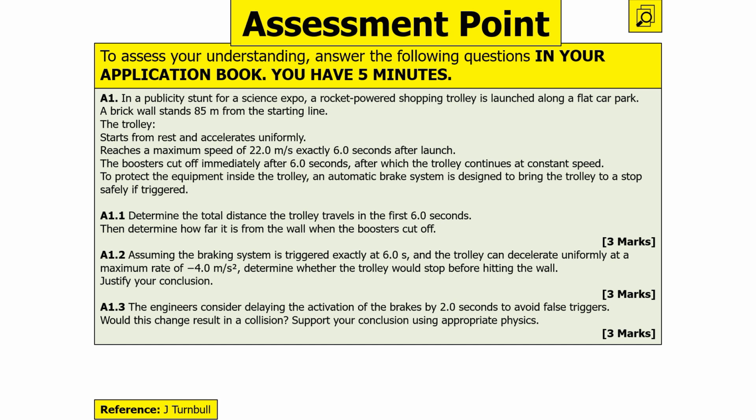Assuming the braking system is triggered at exactly 6 seconds, and the trolley can decelerate uniformly at a maximum rate of minus 4 meters per second squared, determine whether the trolley would stop before hitting the wall. The engineers consider delaying the activation of the brakes by 2 seconds to avoid false triggers. Would this change result in a collision? So pause the video now, then unpause the video when you want to go through your answer.